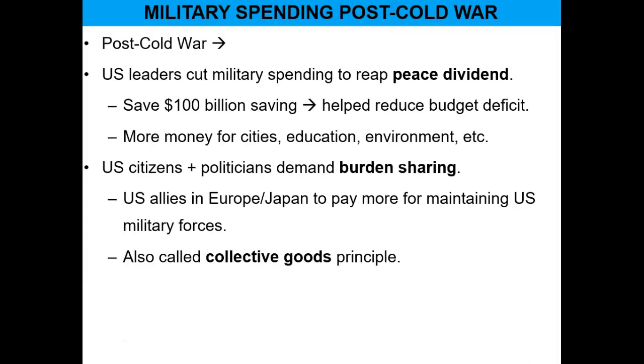So if we look now at an overview of post-Cold War spending, in that era in particular, US leaders had cut military spending to reap what is called a peace dividend, right? In other words, a peace dividend means more money for cities, for education, for the environment, for other sectors in society. And so after the Cold War, the savings amounted to an estimated $100 billion and did help to reduce the US budget deficit at the time.